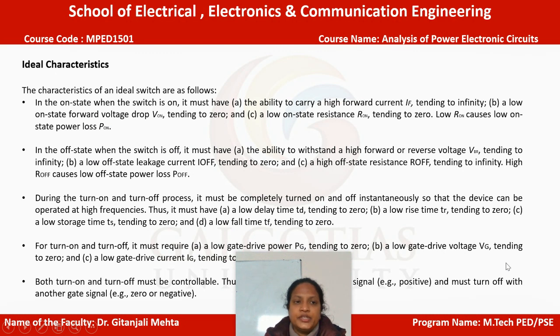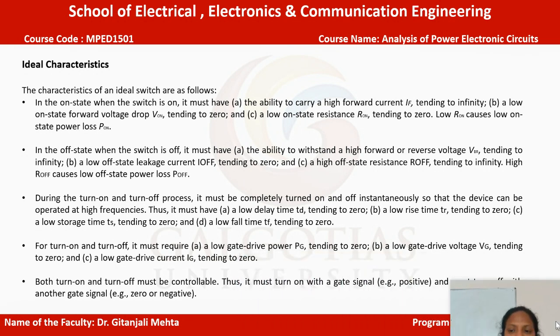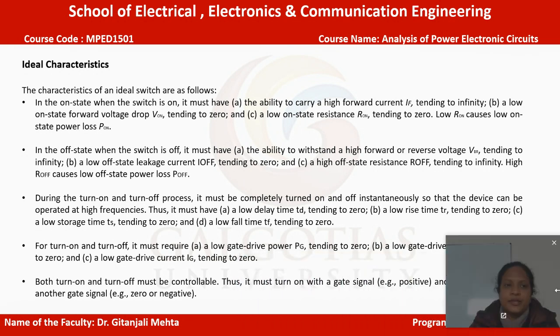Coming to the ideal switch, the characteristics of an ideal switch are as follows. In the on state, when the switch is on, it must have the ability to carry a high forward current IF tending to infinity, a low on-state forward voltage drop V on tending to 0, and a low on-state resistance R on tending to 0. Low R on causes low on-state power losses P on.